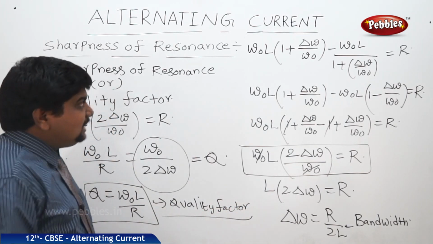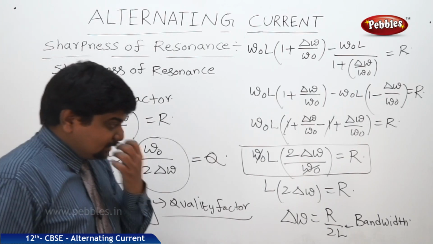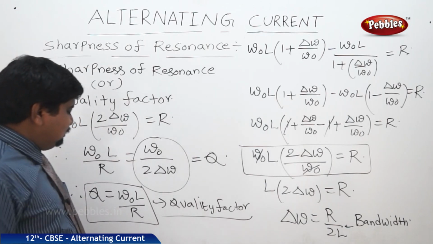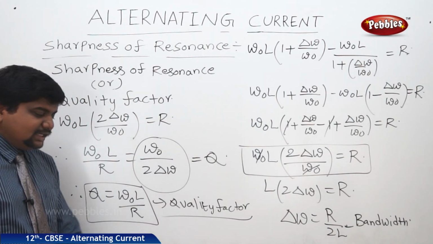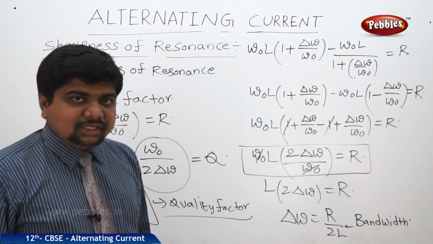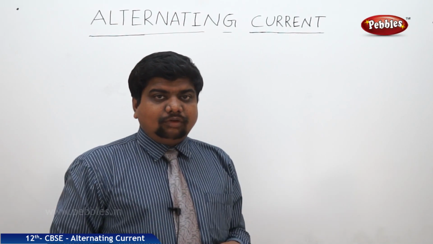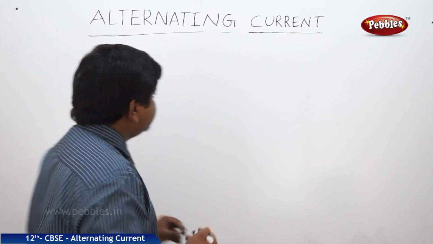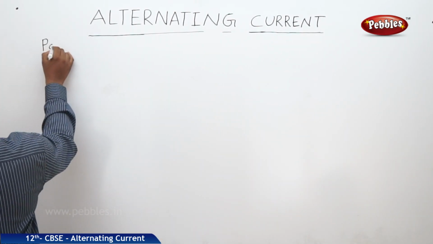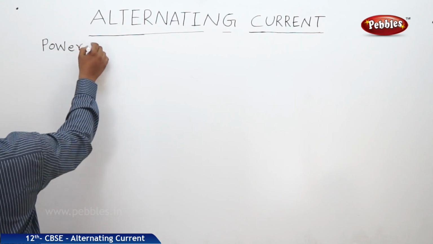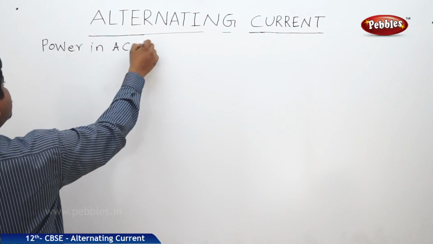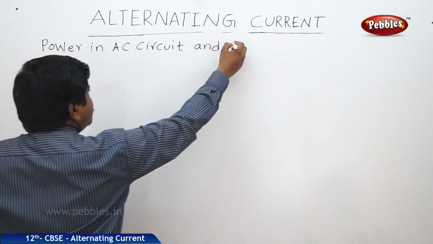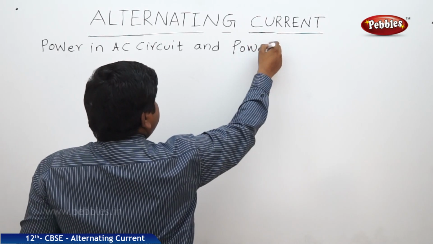So these are the main terms which are related to the sharpness of resonance. This is bandwidth, means what is the range of the frequencies, and this is a quality factor which creates the sensitivity to absorb the resonance. Now we will discuss power in AC circuit and power factor.